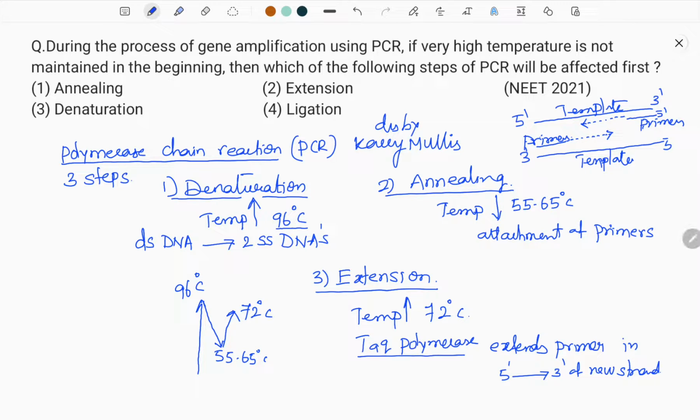So the question here is, when you raise the temperature, which process is affected? The denaturation process is affected here, because at high temperature only denaturation is affected. The first step is affected, and we know that denaturation is meant for separating the two strands of DNA.